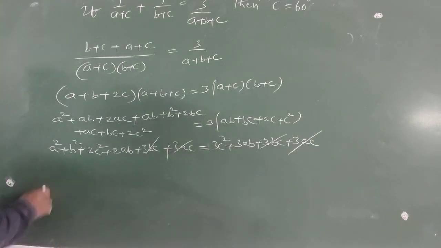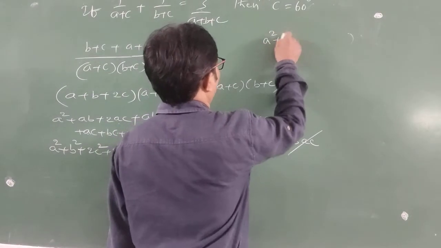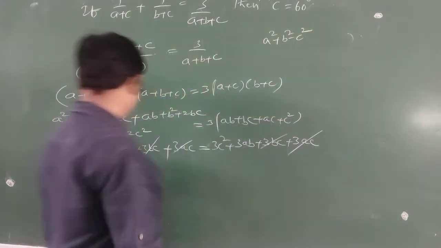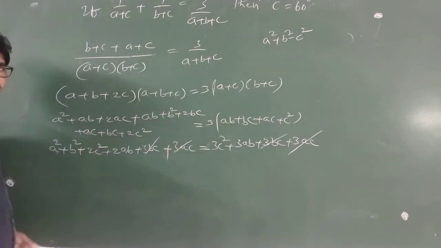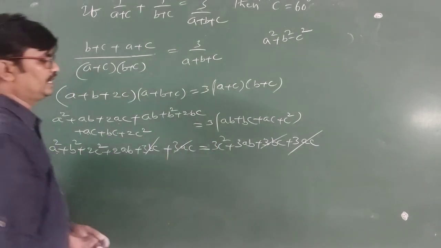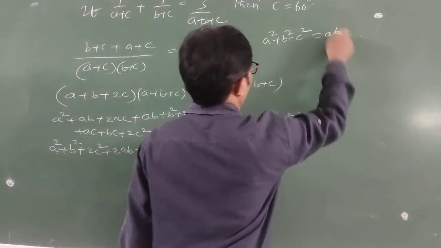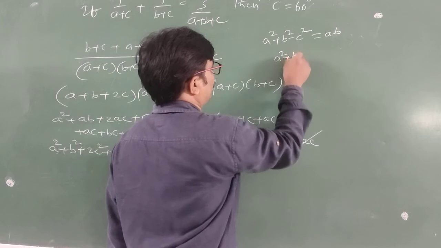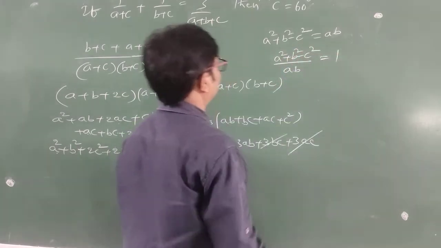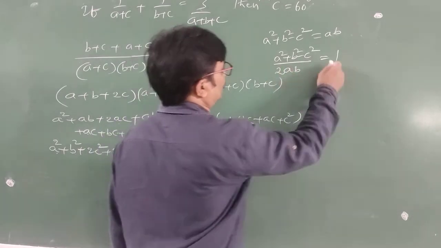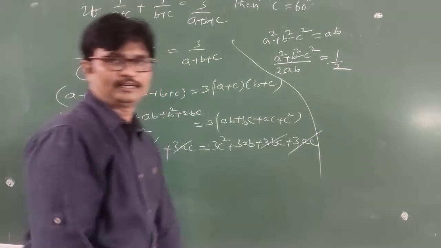After that students, what is remaining? A square plus b square minus c square. Is it clear? A square plus b square, 2c square minus 3c square is minus c square, plus 2ab. Standing on the other side, then it will be ab. Now students, we can write a square plus b square minus c square by ab equal to 1. And also we divide by 2 on both sides. What is the form of a square plus b square minus c square by 2ab?